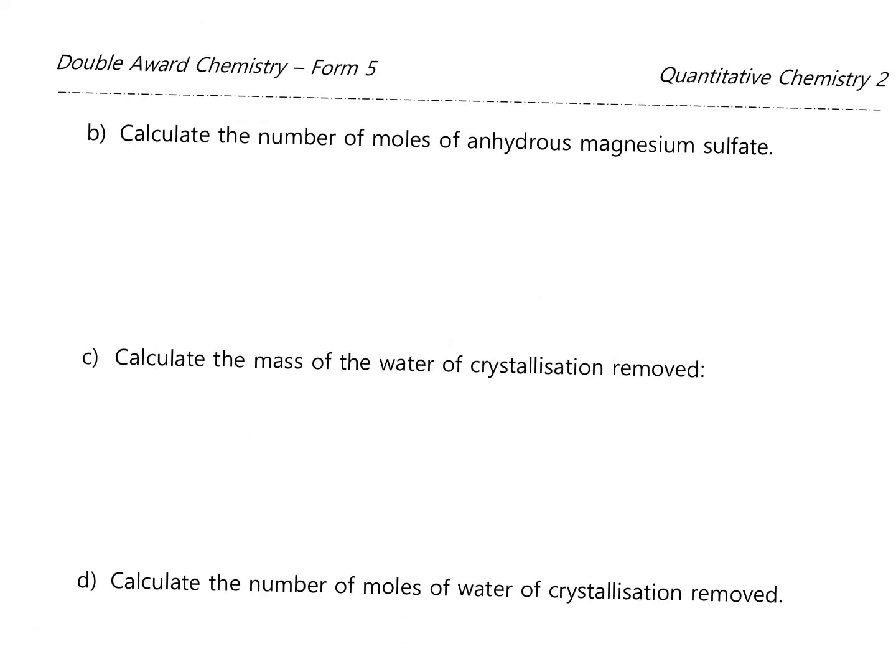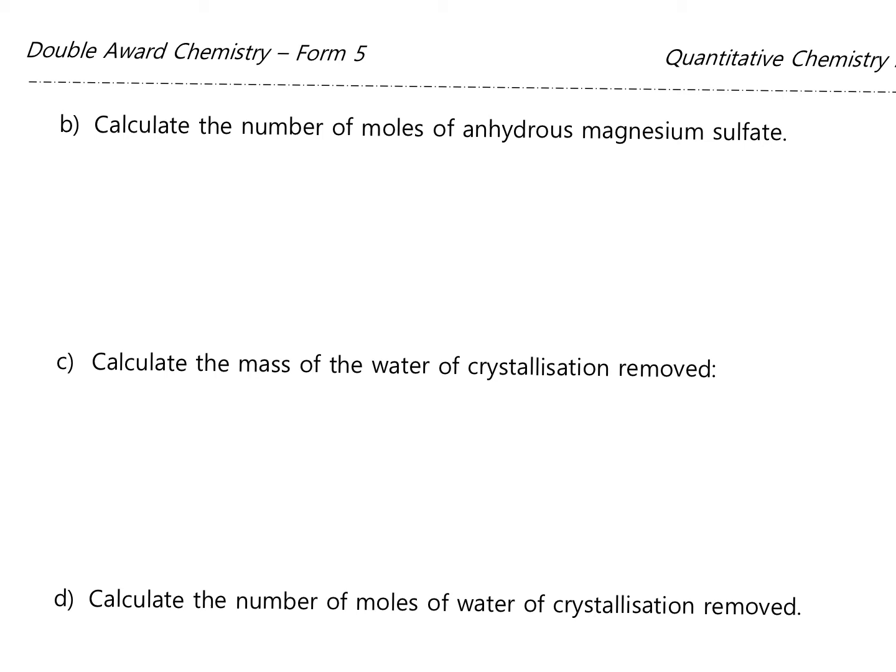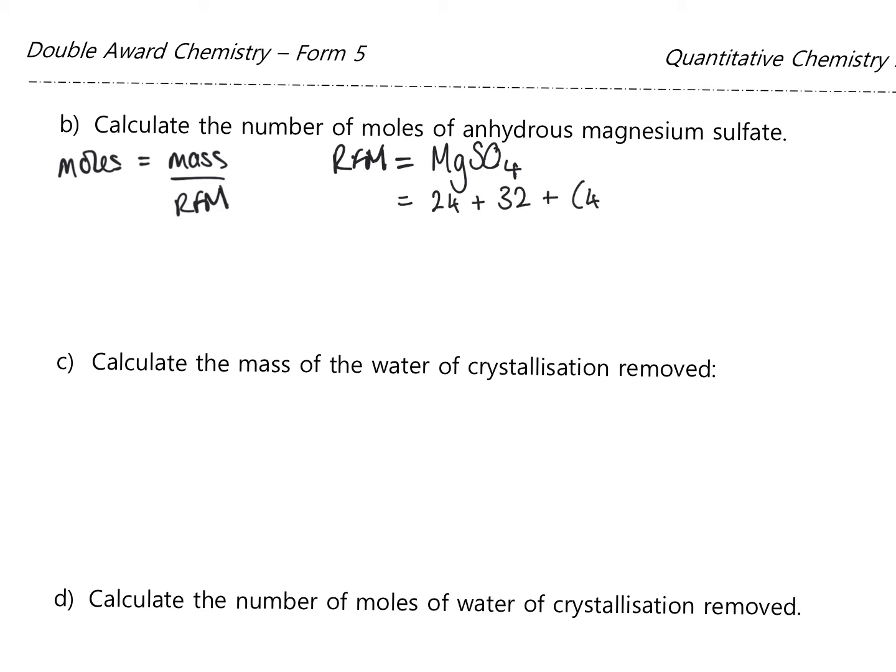So the next part says calculate the number of moles of the anhydrous magnesium sulfate. So we're going to use our equation moles, or n, equals mass over RFM. Let's work out what the RFM is first of all. So the RFM of magnesium sulfate, you can see in the question, is just MgSO4. You don't need to work out the formula, it's been given to you in the question. So 1 magnesium is 24, 1 sulfur is 32, and then you've got 4 times 16 for your oxygens. And that should work out as 120.